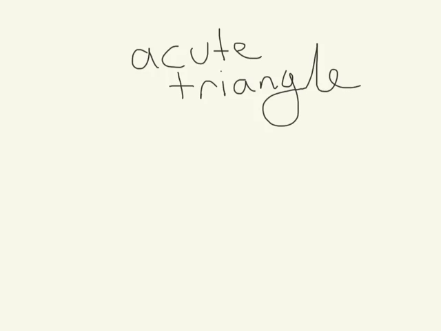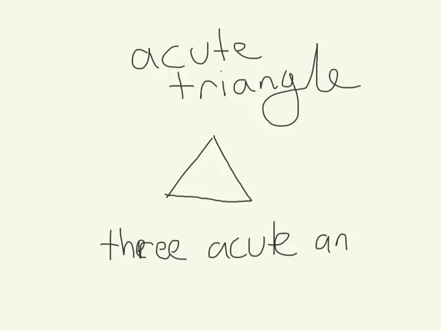The next type of triangle is an acute triangle. And an acute triangle is a triangle with 3 acute angles. And remember, acute angles are those angles that are between 0 and 90 degrees. So in this triangle here, it's obvious that all 3 of these angles are less than 90 degrees, so they'd all be acute angles.